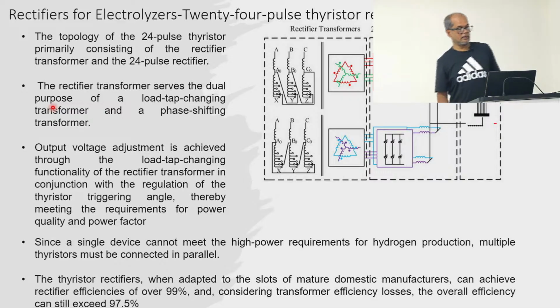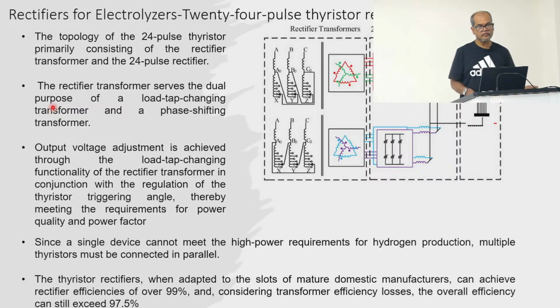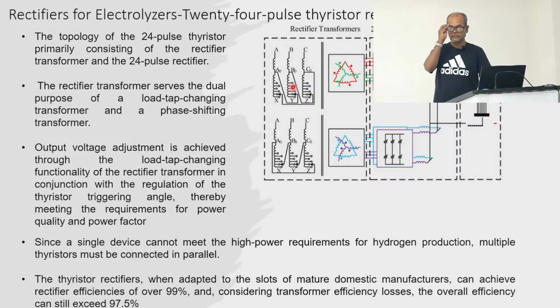Now the next one is quite similar, but here it has 24 pulse, and instead of using the normal low pass filter, here they are using a load tap changing transformer. So have you heard about this one? Probably you know about that, right? And why do we use a load tap changing transformer?